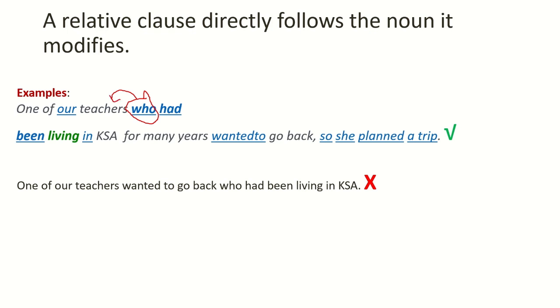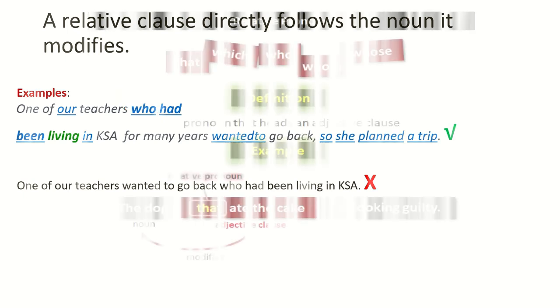But can I say, one of our teachers wanted to go back who had been living in KSA? No, it doesn't work. It doesn't make any sense to add a relative pronoun and a relative clause at the end of the sentence if it doesn't refer to a whole idea. Okay, so this one is wrong.